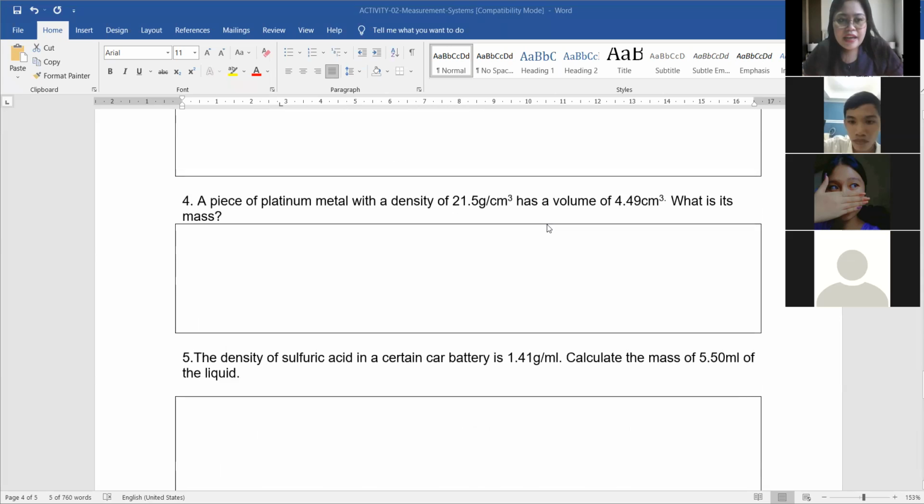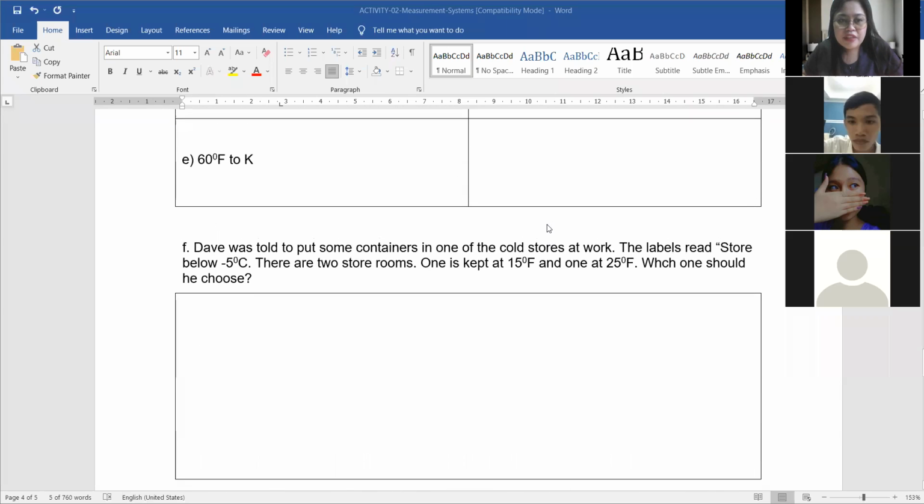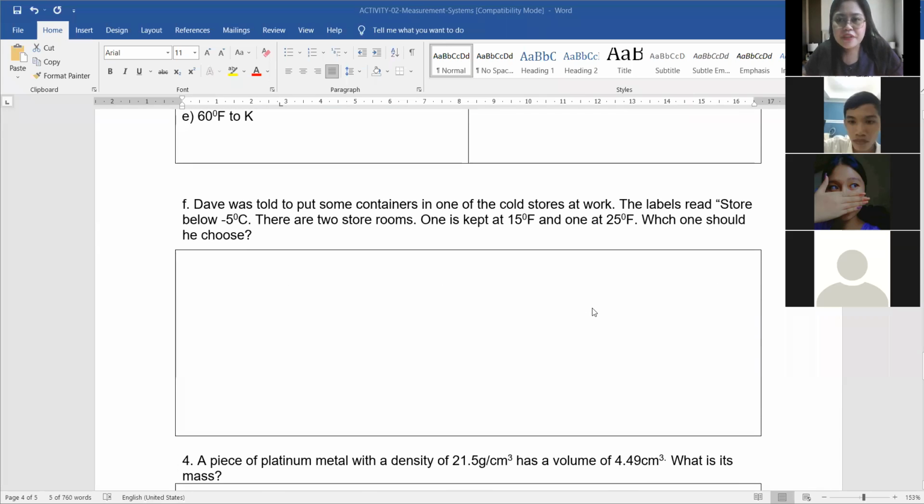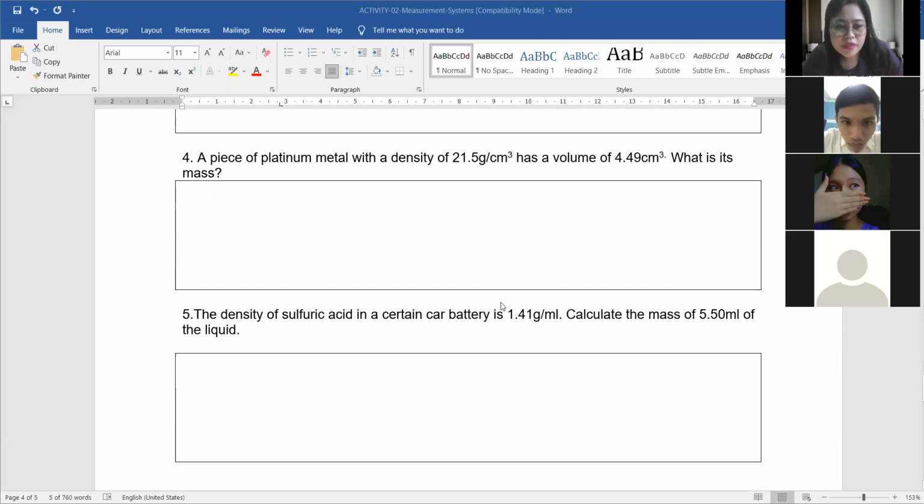And then for letter F, this is still for the temperature, so you will still be using the formula given above. Pero this one is a sort of a situation. So again, in problem solving, you have to read the problem, understand it, list down the given, and decide what is the appropriate equation to be used, and then you have to solve the problem. You have to answer what is asked in the problem. So you have to write your answer here. It's the same thing with number 4 and number 5.